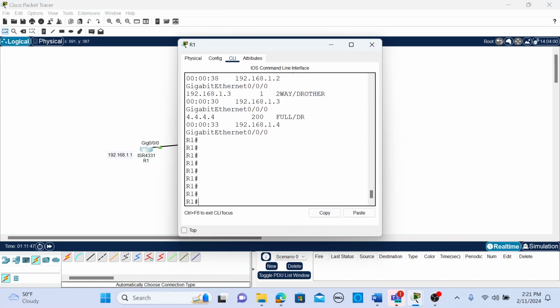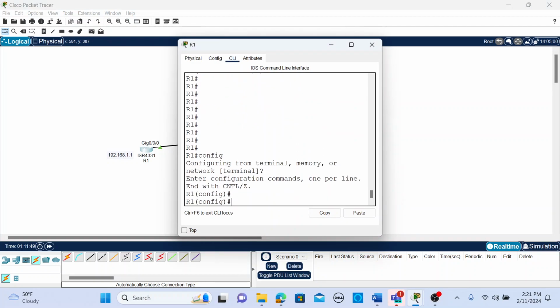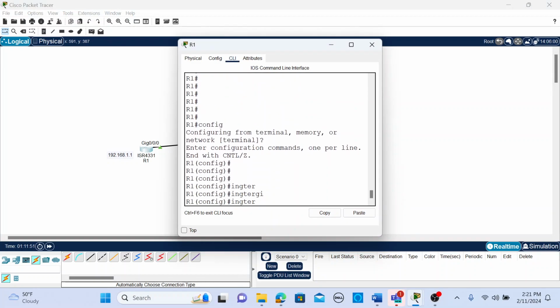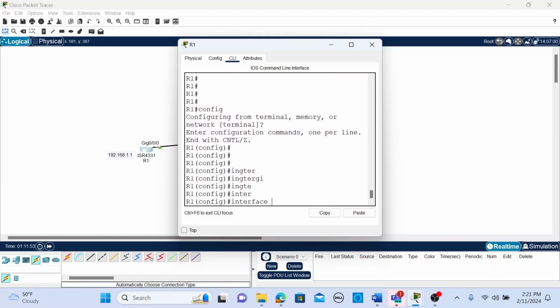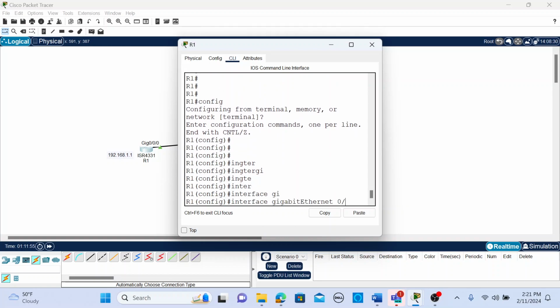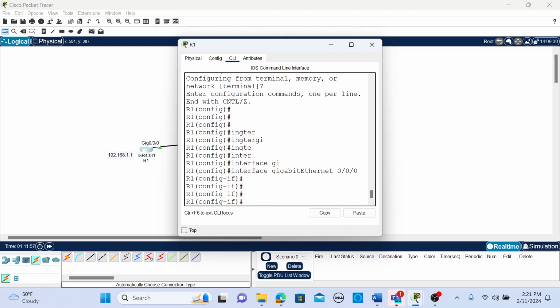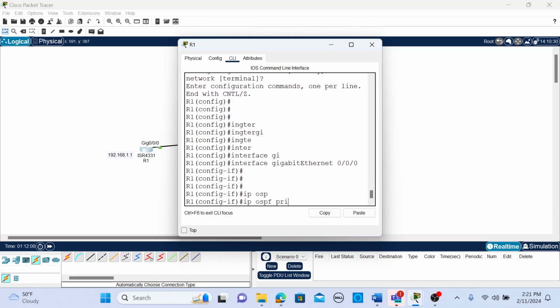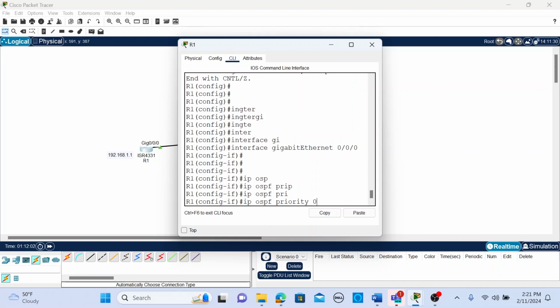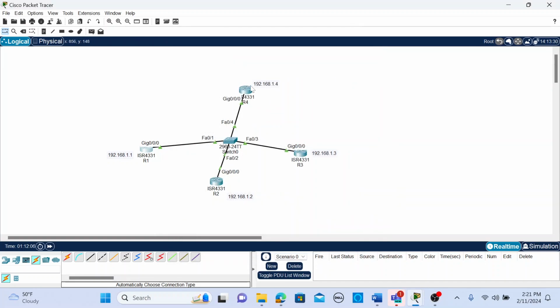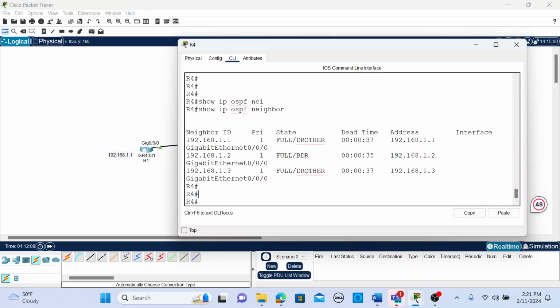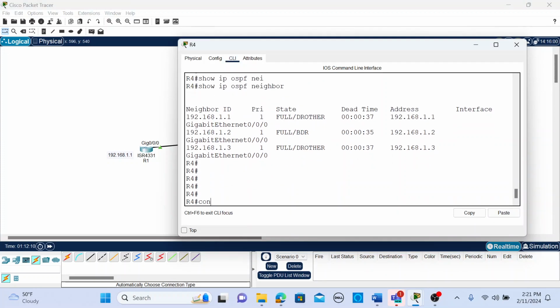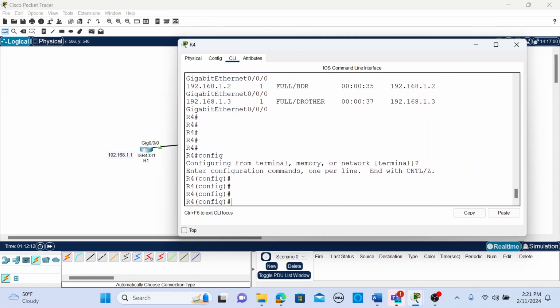If you go here to this config and interface gigabit 0/0, and change this priority, R1 is already in DR other state. This one is in DR state anyway, so we just change this. I'll make the priority 0. Earlier I had changed it to 200. Now I'll do it as 0. Let's see how it works.